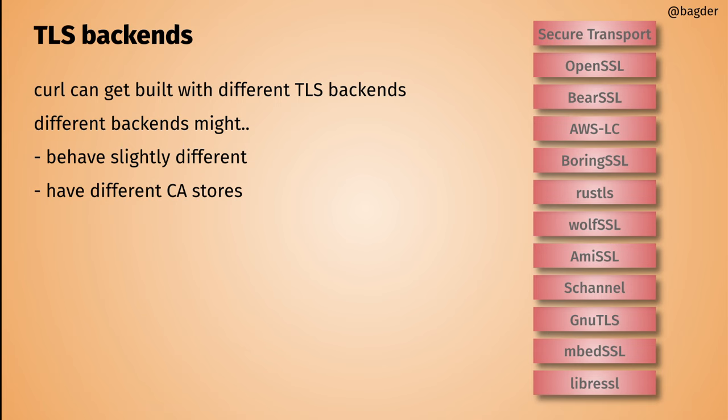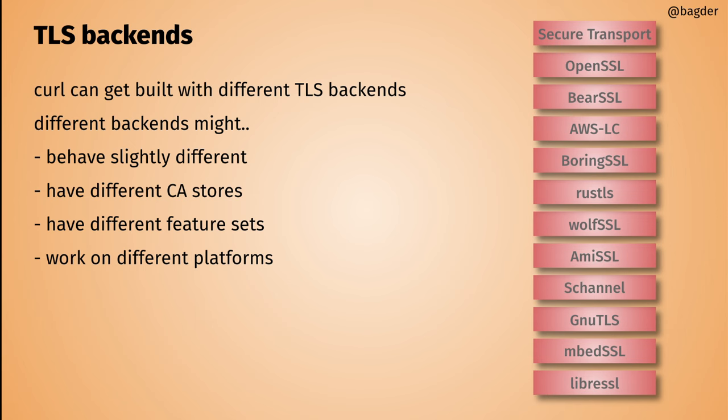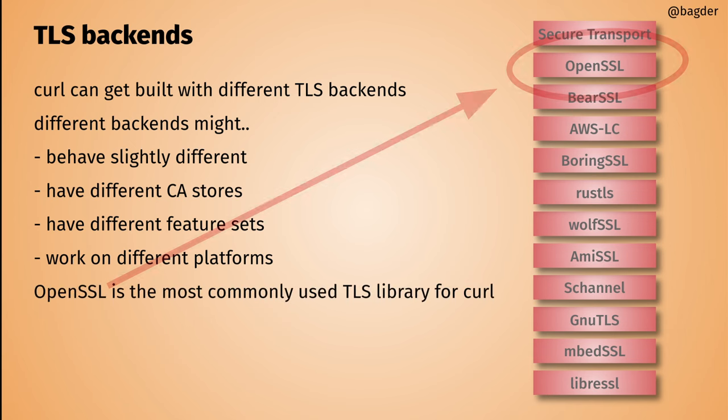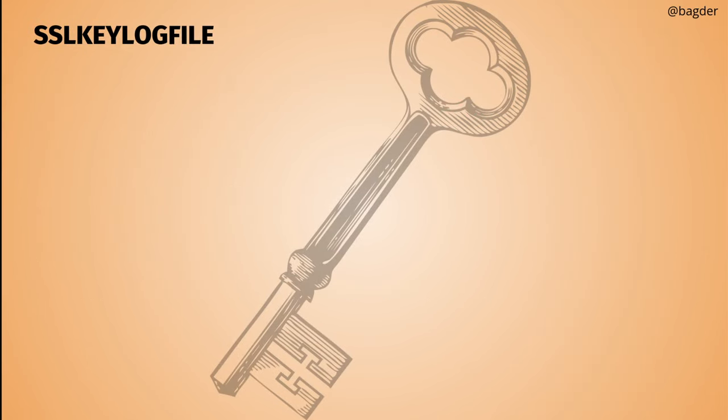They might use different CA stores. They have different features and they work on different platforms. Some of them are native on platforms and so on. And OpenSSL is by far the most commonly used and possibly the most commonly known as well. And that is one of these 12 different ones that curl can be built to use. And of course, if you build curl yourself, go crazy, go with the one you want to use. Slightly limited, of course, depending on which platform you're on. So it might limit your options.